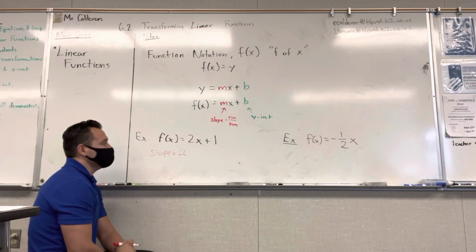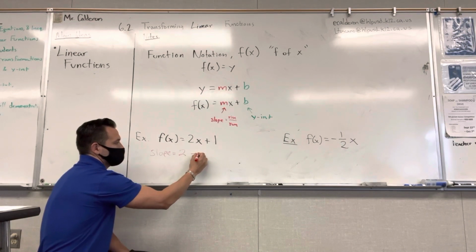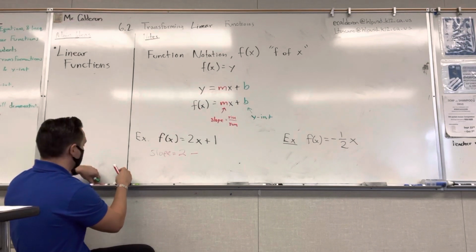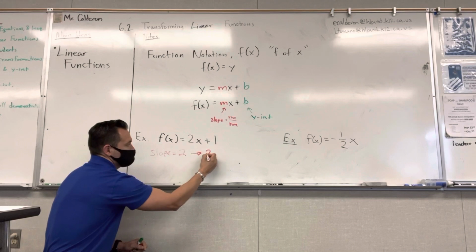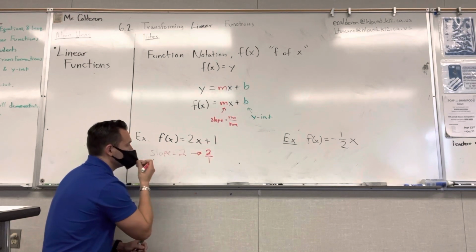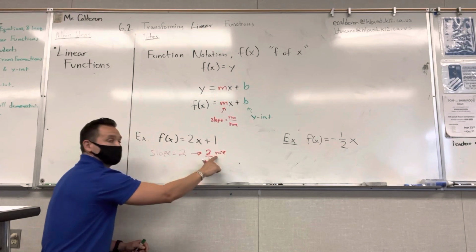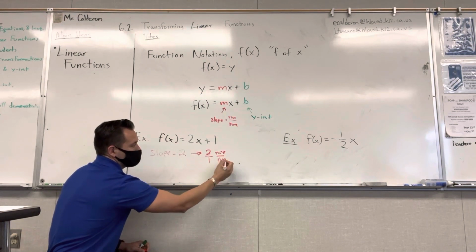Well, that means that if my slope is 2, I can also write this as 2 over 1. There's an invisible 1 right underneath the 2. So the rise goes up 2, and the run goes to the right 1.